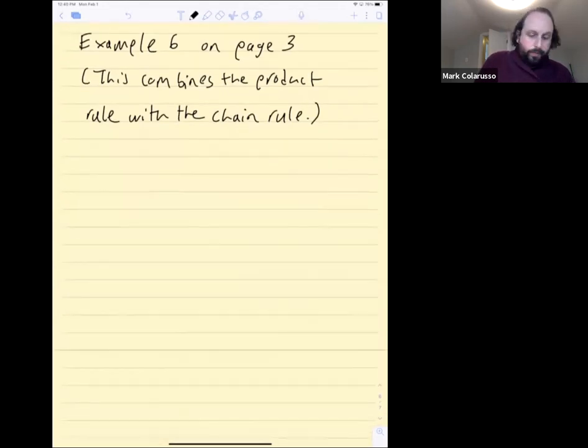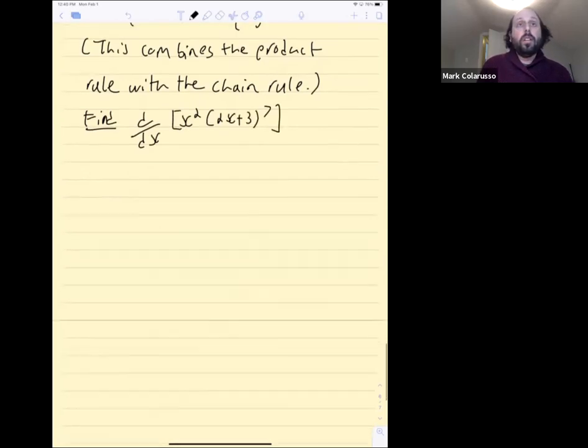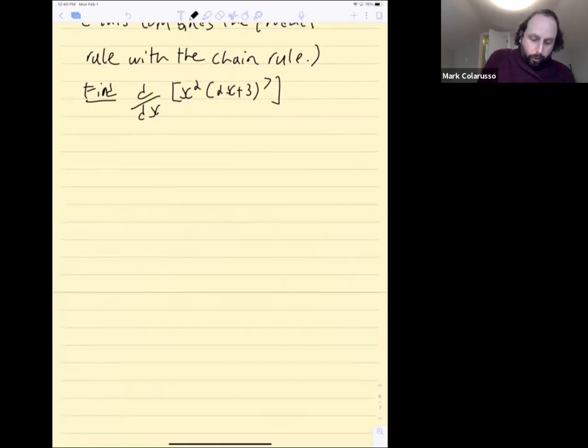Okay, so here's the example. So find the derivative d/dx of x squared times (2x plus 3) to the 7th power. Okay, so let's let h at x be this function, x squared times (2x plus 3) to the 7th power.